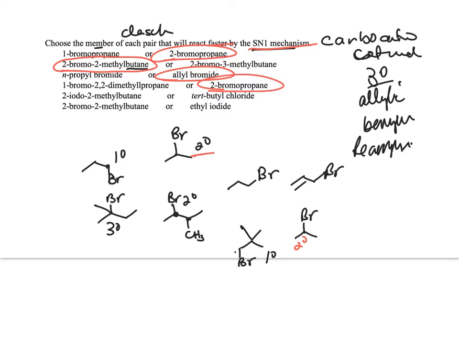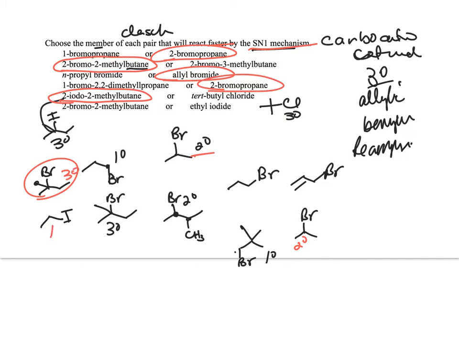The next one, 2-iodo-2-methylbutane, that's tertiary. Tert-butyl chloride, that's also tertiary, but iodo is a better leaving group, so it will react faster because it will leave faster. 2-bromobutane, the 2-methyl versus ethyl iodide. I would go with the tertiary over a primary.